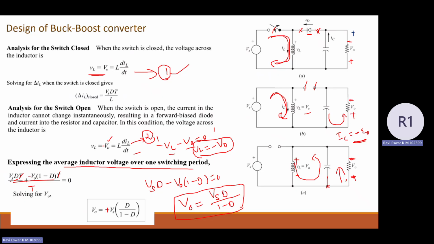So here I am getting positive voltage. Why am I getting positive voltage here? Because I considered the polarity plus down, minus up. Usually in the textbooks they keep the positive polarity in the upper position. So if I consider the positive polarity here, then definitely I am going to get the output voltage negative. Okay, so this is the analysis of the buck boost converter.